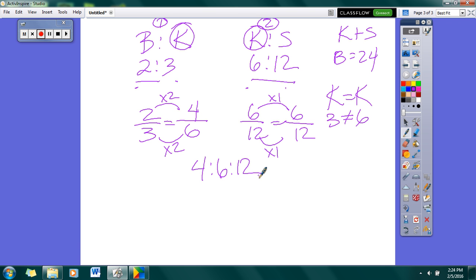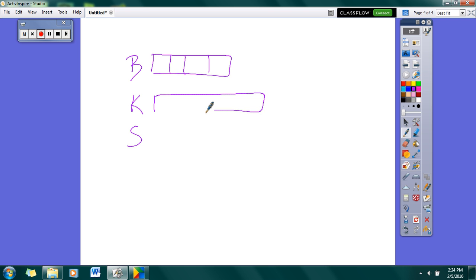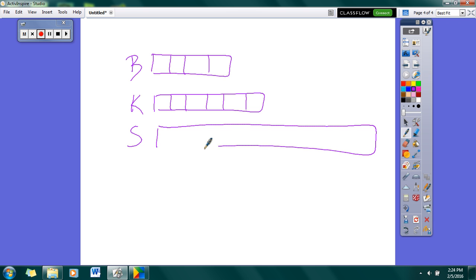So now let's draw a tape diagram of 4 to 6 to 12. So Brad, Keith, and Simone, 4 to 6 to 12. Okay, and if you look back to the previous problem, it told you Brad is 24. So we know this line is equal to 24. Again, just like I did in the previous problems, 24 is equal to 4 parts. So I'm going to take 24 and divide it by 4, and each part is going to be worth 6.